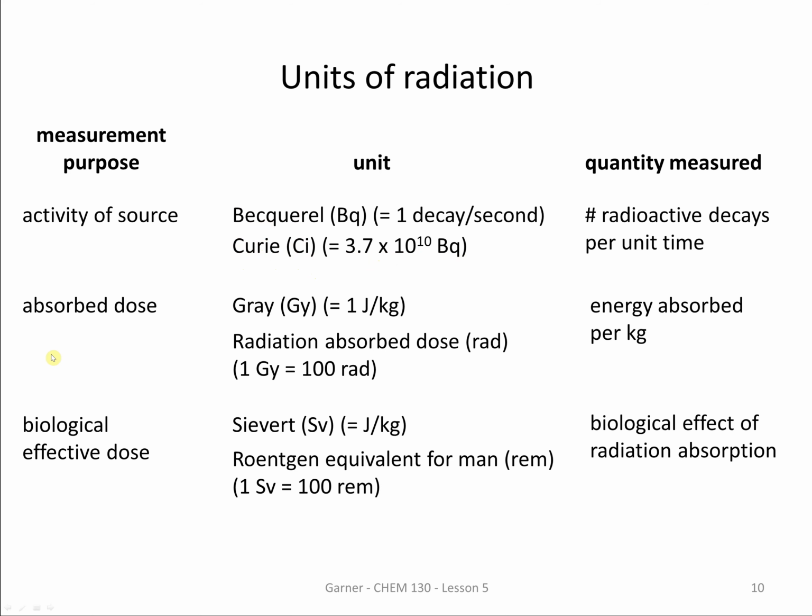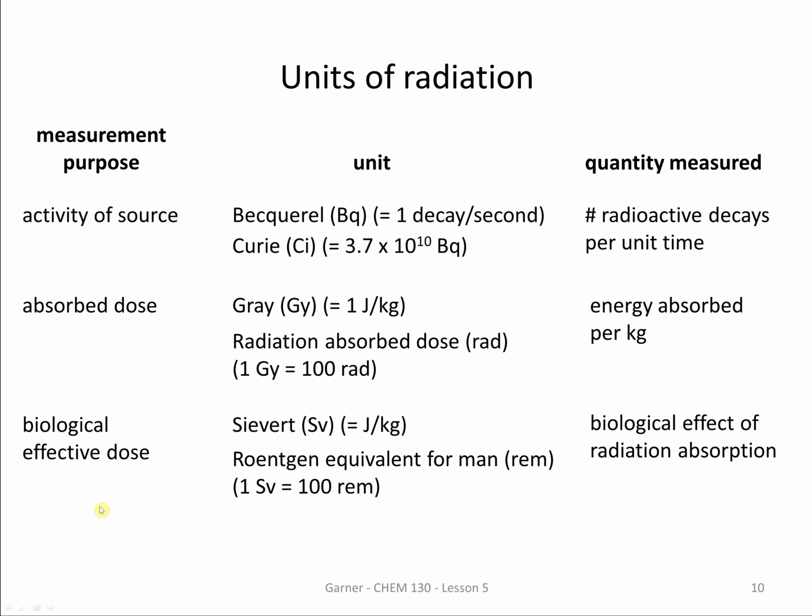Another way to measure radiation would be in terms of the dose that's absorbed by a material. In other words, how much radiation or how much energy is absorbed by a material as a result of exposure to a radioactive source. So this is the absorbed dose. The SI unit for absorbed dose is the gray, and it's defined as the absorption of 1 joule of energy via radiation by 1 kilogram of material. You also sometimes see this reported in units of rads, or radiation absorbed dose. So that's what rad represents. 1 gray equals 100 rad.